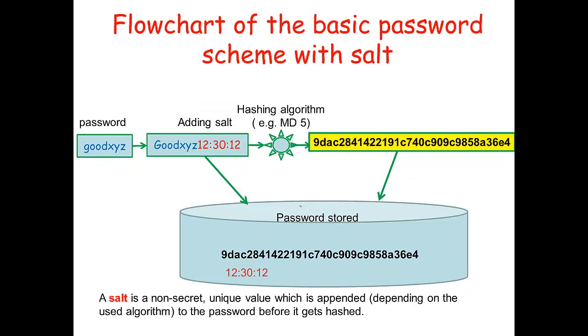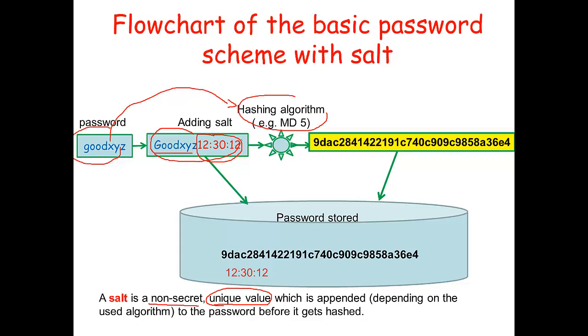We have a second scheme. In the second scheme, before you hash the password, this is the password, this is the hash algorithm. Before you do the hash algorithm, we put some salt after the password. What's salt? A salt is a non-secret unique value which is appended to the password before it gets hashed. In this case, the salt is the time. For example, when you create your password, they attach the time you create the password after the password.